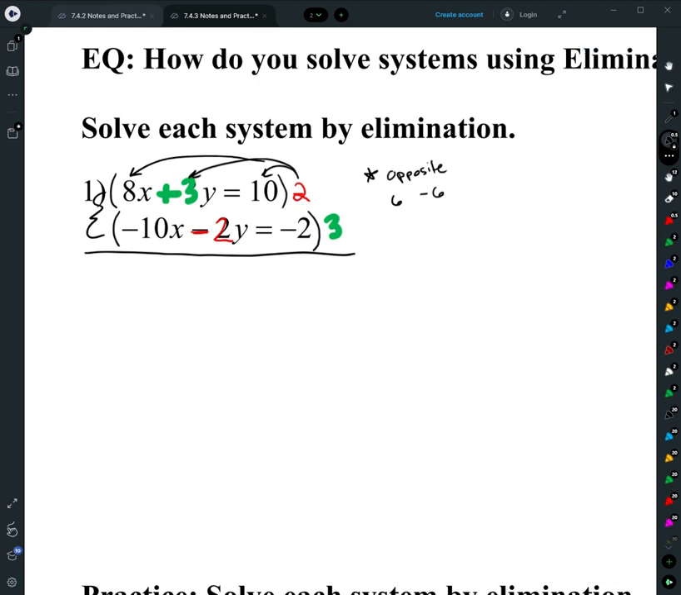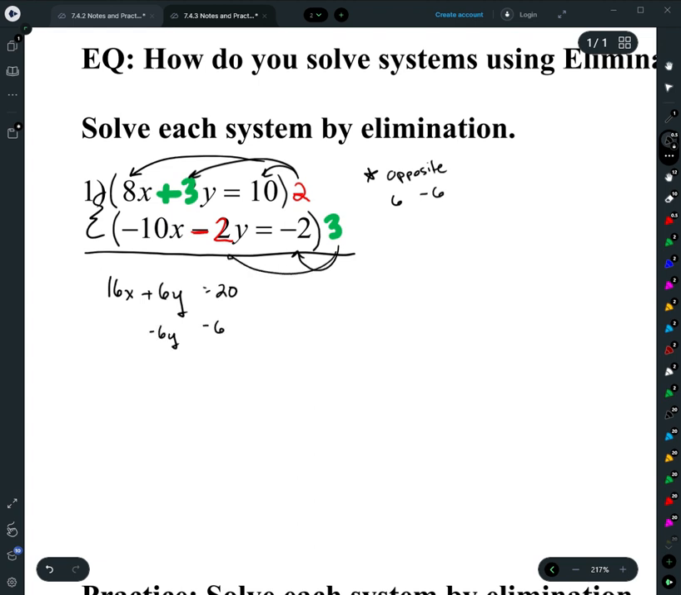So 2 times 8 is 16x, and 2 times 3 is 6y, and 2 times 10 is 20. In the bottom, we would have negative 6 minus 6y and negative 30. So this right here makes us happy. Positive 6, negative 6. Because when we go to add right down, what we're going to have happen is the 20 and negative 30 is going to become negative 14, these are going to cancel, and negative 16 minus 30 is going to be negative 14x.